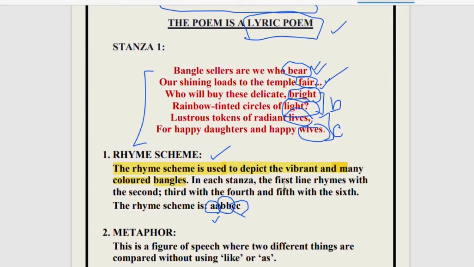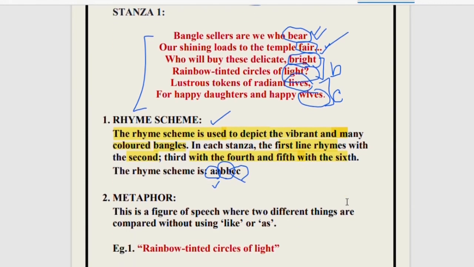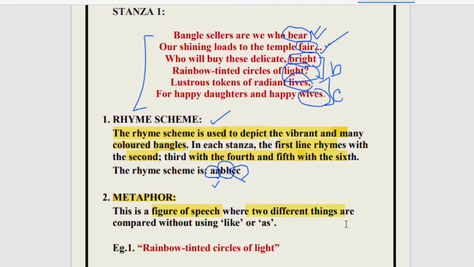In each stanza, the first line, it happens in every stanza. We have just described the first stanza over here. Even in the second, third and fourth stanzas, we will see the same thing. The first line and the second line, the last words of both the lines rhyme with one another, and it goes on the same as we see in the first stanza. So the first line rhymes with the second, the third line rhymes with the fourth, the fifth with the sixth. So this is all about the rhyme scheme. Now we will move on to metaphor. First, if a question comes, what is a metaphor? This is a figure of speech where two different things are compared without using like or as.